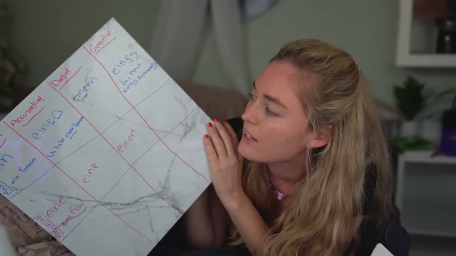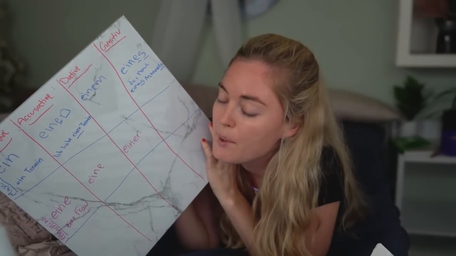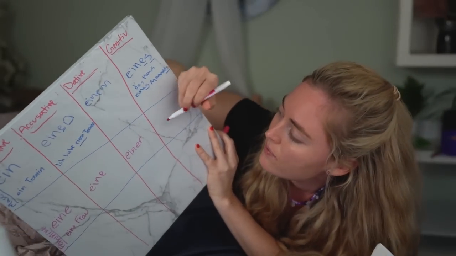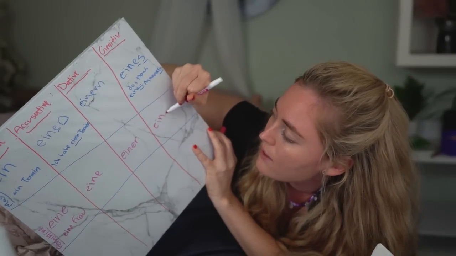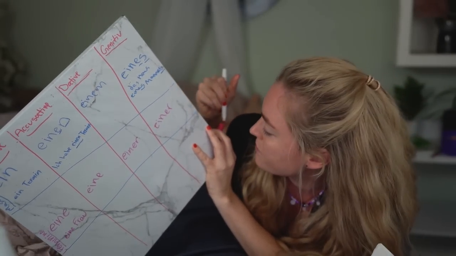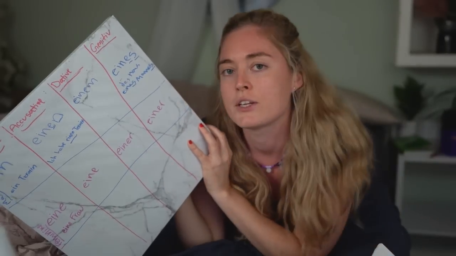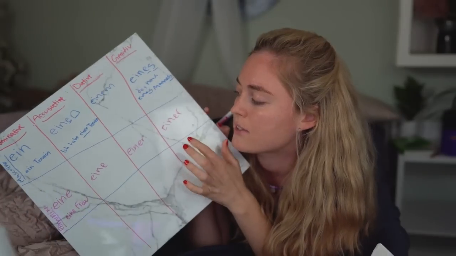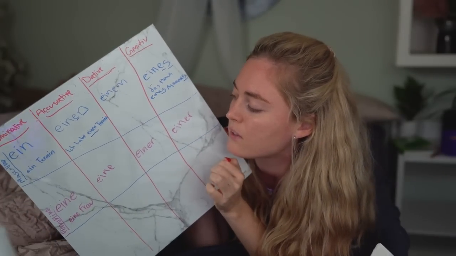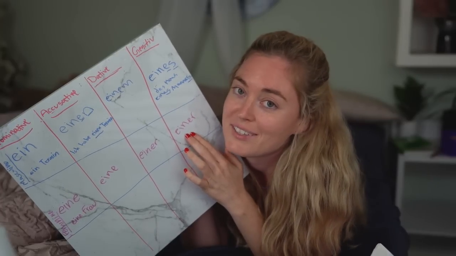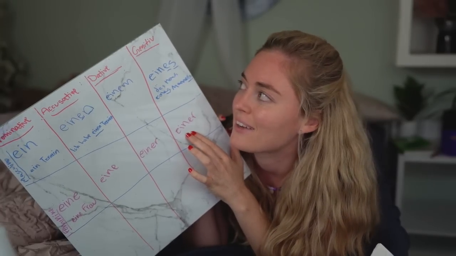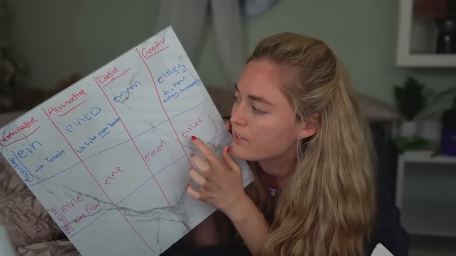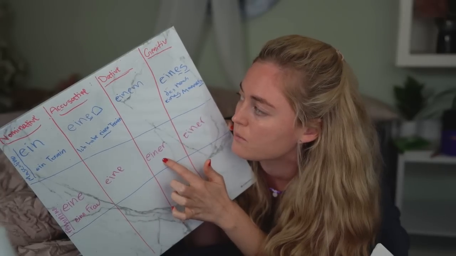Okay, and then genitive for feminine is going to be the same. Eine. And then you don't have to add any ending to your noun, so it's just eine. So that's kind of easy, I guess. You just have to memorize that genitive feminine is eine, just like dative feminine is eine.